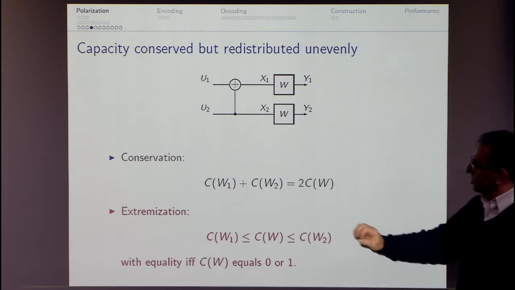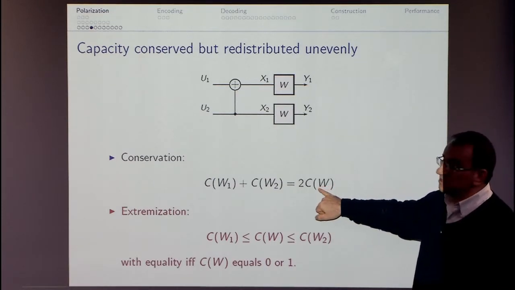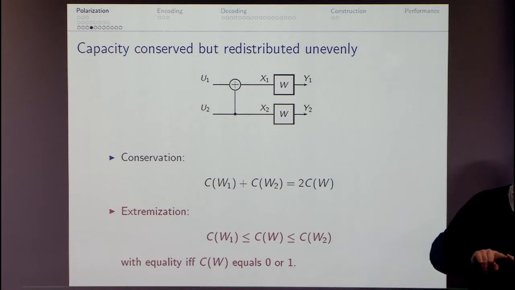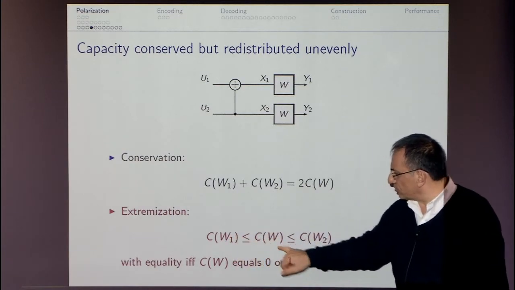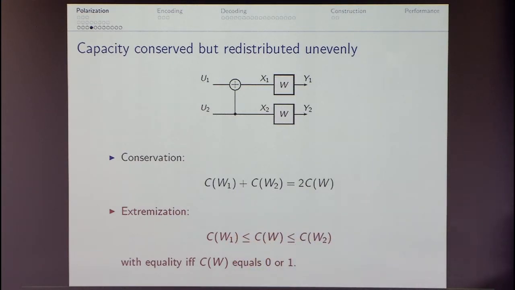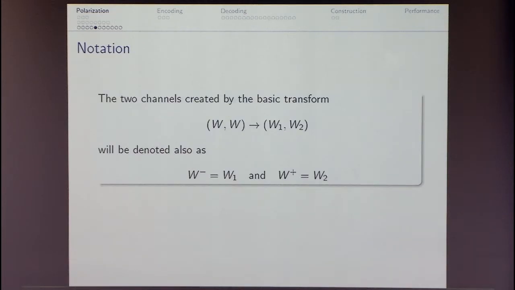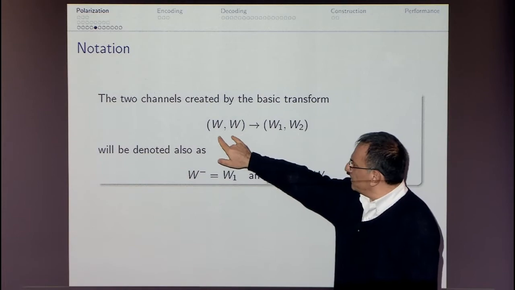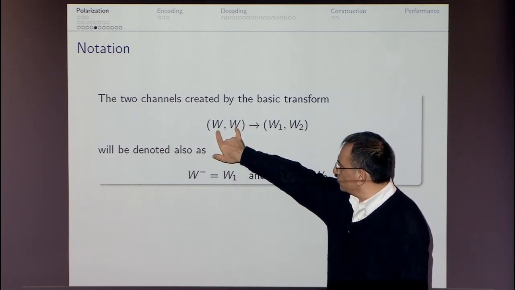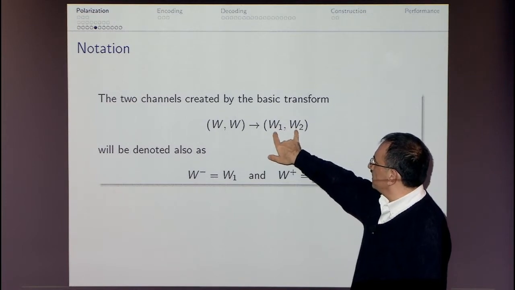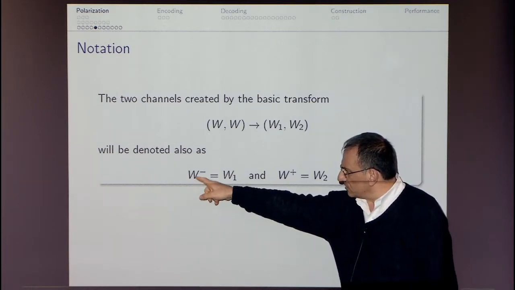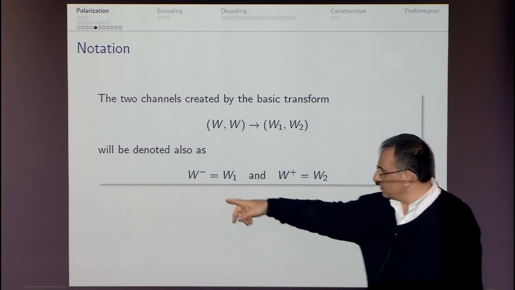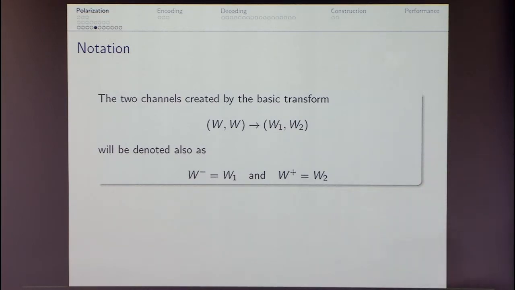So we begin with channels of uniform capacity CW. At the first step, what we do is we create two channels, one worse than the original channel, the other better than the original channel. So these two channels, we may view this operation as beginning with two channels and manufacturing two new channels, W1 and W2. For more suggestive notation, let's use W minus and W plus. Minus indicating that it is a worse channel, plus indicating that it's a better channel.